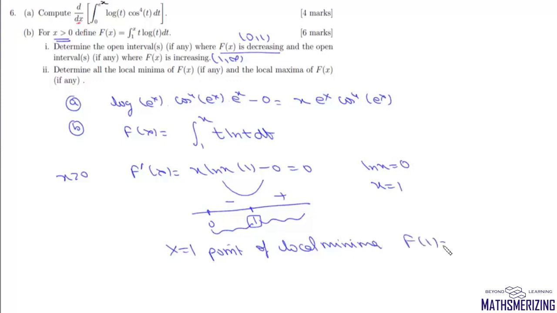Now we'll find f1. F1 will simply be the integral from 1 to 1 of t log t dt. So any integral from the same limit, its value is simply 0. So this function has a local minimum at x equal to 1, and the local minimum value for this function will simply be 0. And that is the answer to this question.